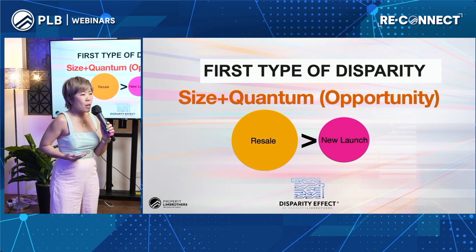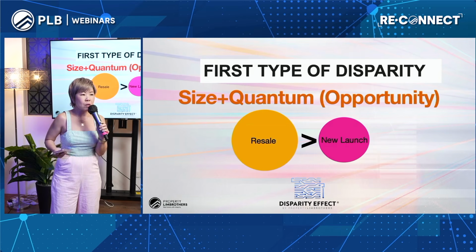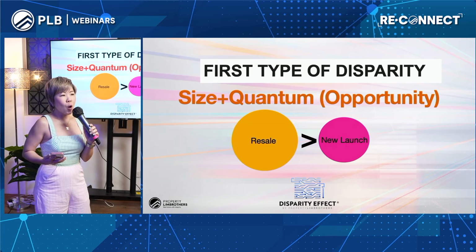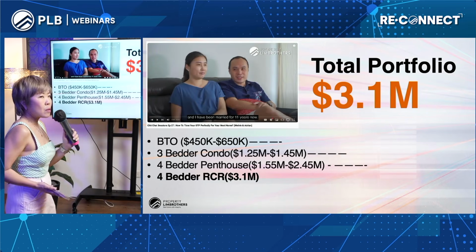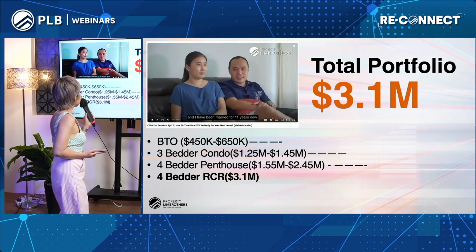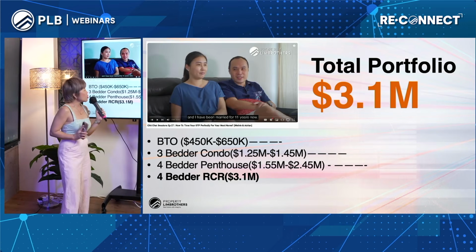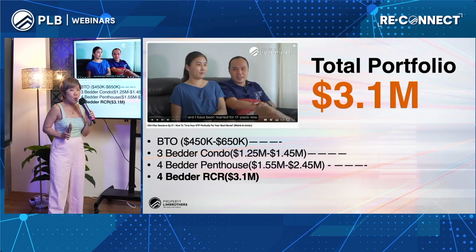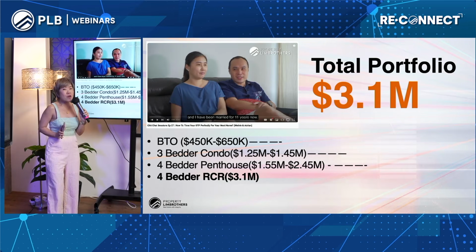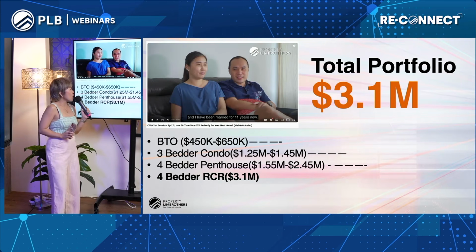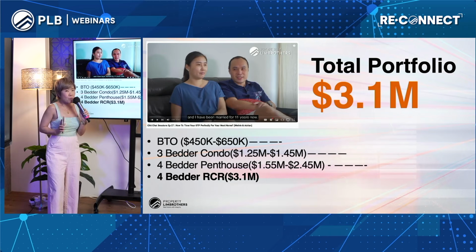We are also able to find opportunity in resale when you look at the quantum and compare it with the size as well. Let's take a look at this couple. This is a very good case study. They started their investment journey owning a BTO, which was about 450,000. They exited at 650, which makes them 200,000 capital appreciation.